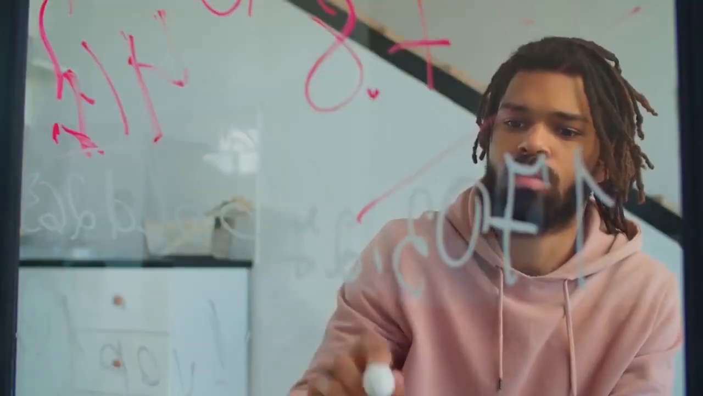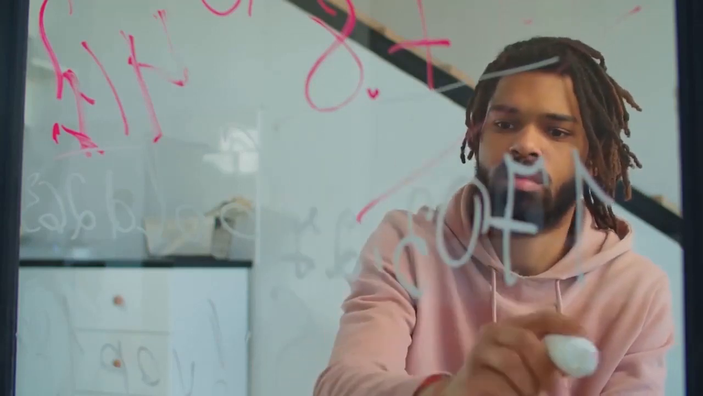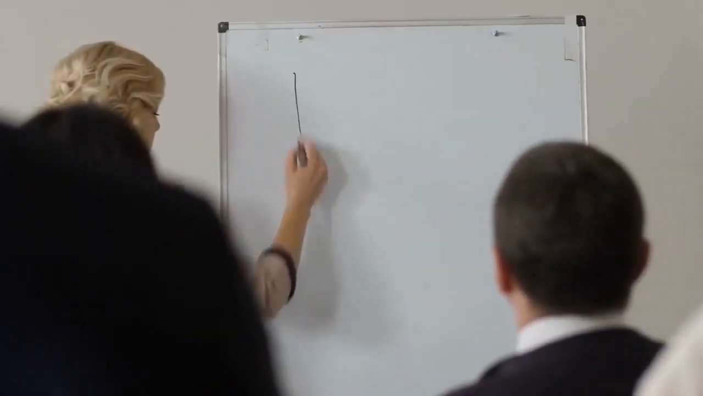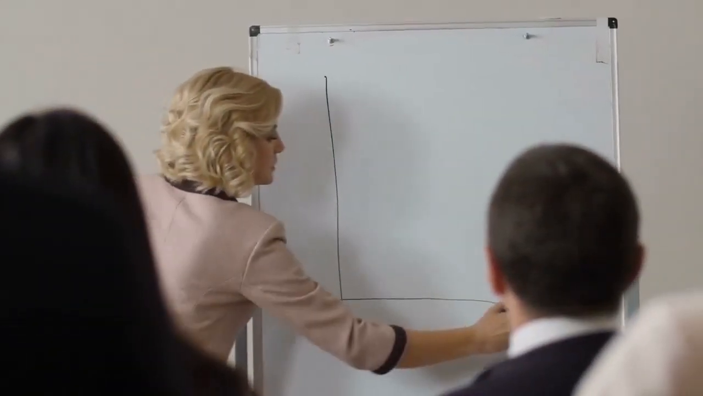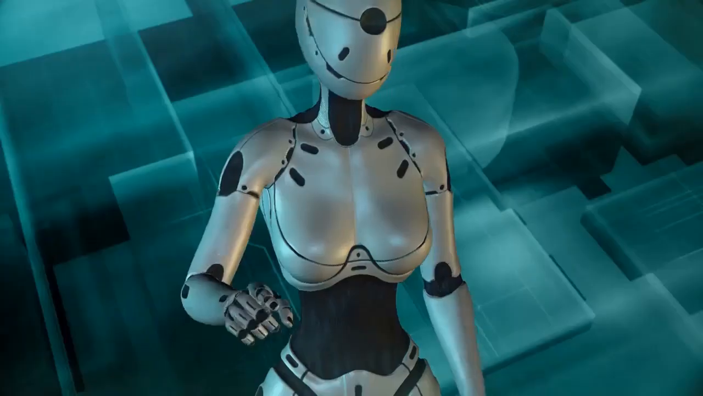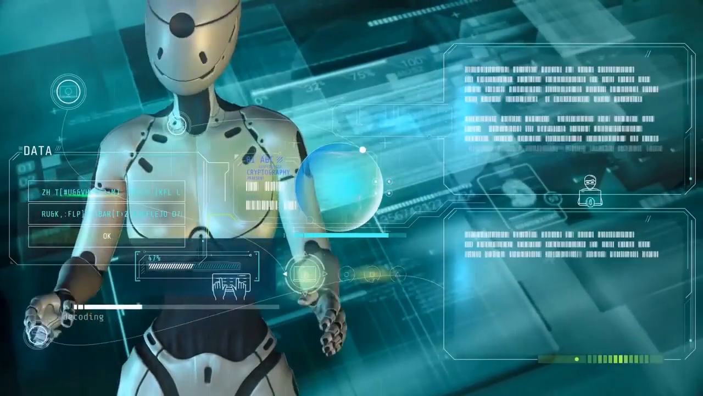9. Job displacement. As language models like ChatGPT become more advanced, they may be able to perform tasks that were previously done by humans. This could lead to job displacement, particularly in fields where text generation is commonly used, such as journalism, creative writing, and customer service. 10. Privacy.